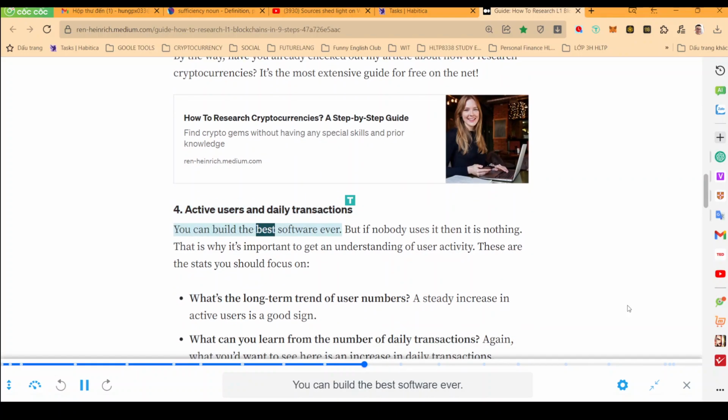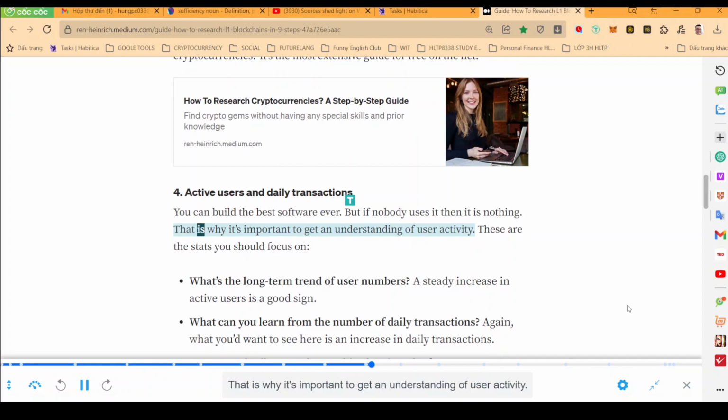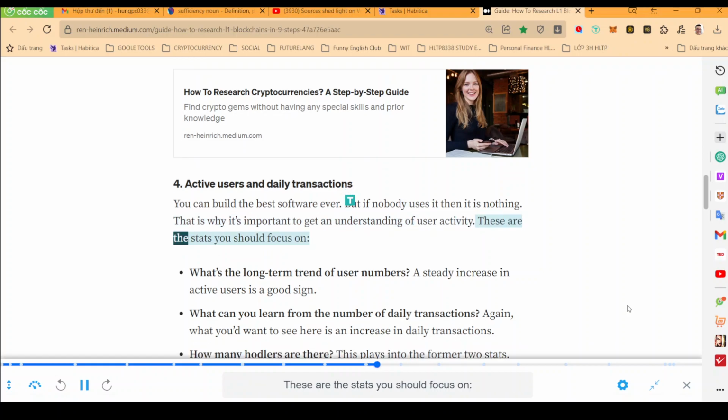4. Active users and daily transactions. You can build the best software ever, but if nobody uses it, then it is nothing. That is why it's important to get an understanding of user activity. These are the stats you should focus on.